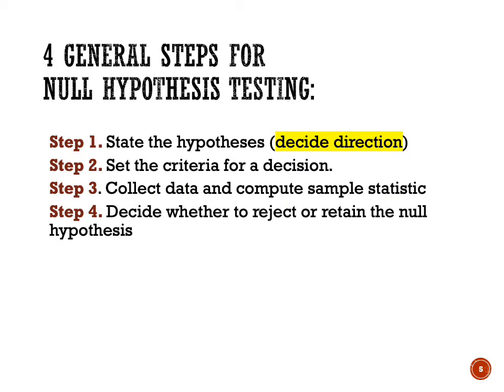So here again is the overview of the hypothesis testing steps. Step 1, we're going to state the hypotheses. And for t-test, you need to figure out if it's one-tailed or two-tailed. We need to know the direction of the hypotheses. Step 2, set a criteria. Step 3, get our data and compute our sample statistic, in this case T. And then step 4, make a decision.